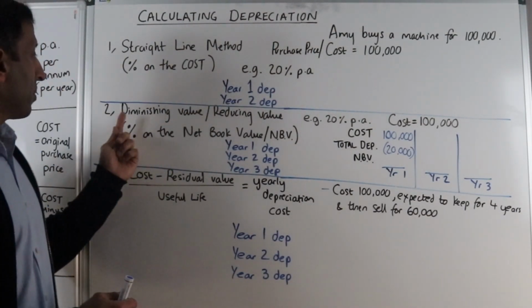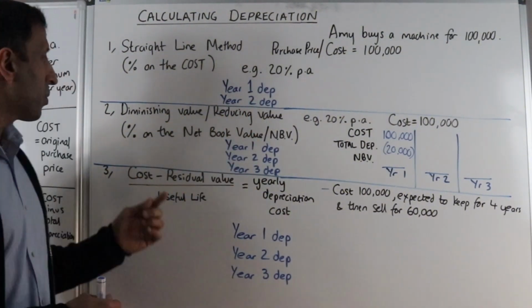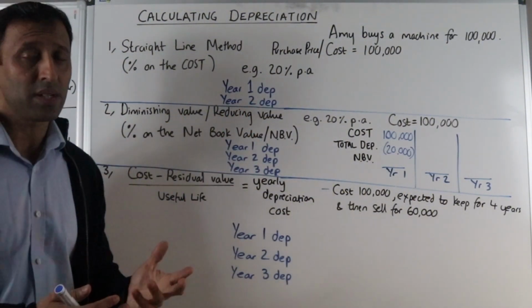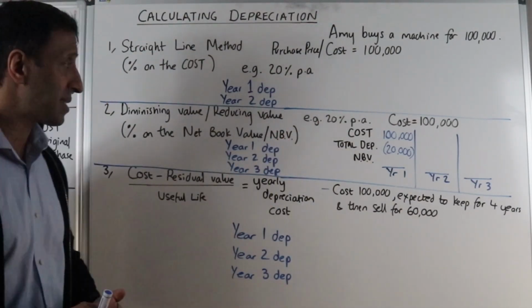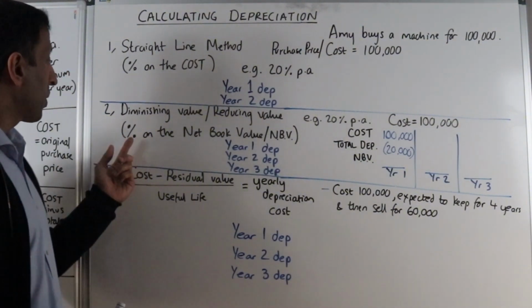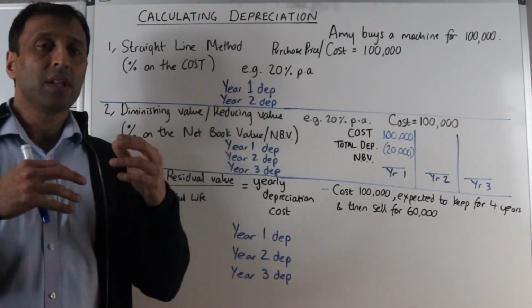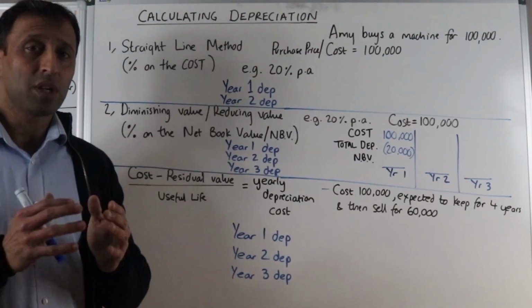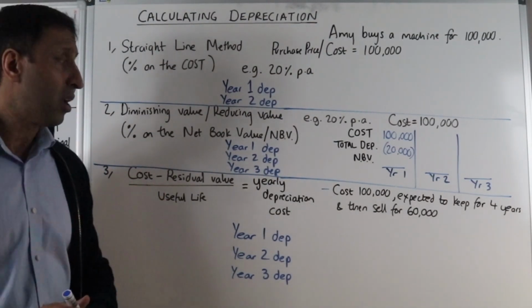If we were doing a diminishing value method or reducing value method, then we would do the percentage, whatever that percentage is decided to be. In this case, we're going to use 20% as an example, but it could be 10 or 15 or 25 or 5% even. We're going to work that percentage out on the net book value to work out the yearly depreciation cost. And that would go in the income statement or statement of profit and loss.